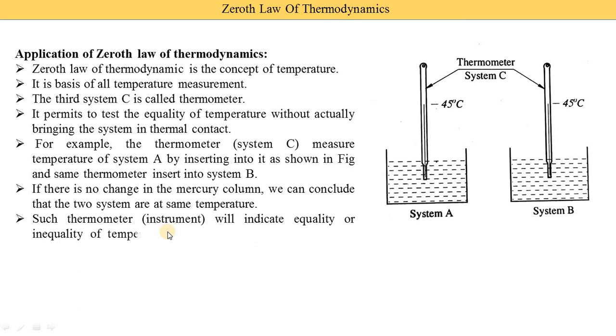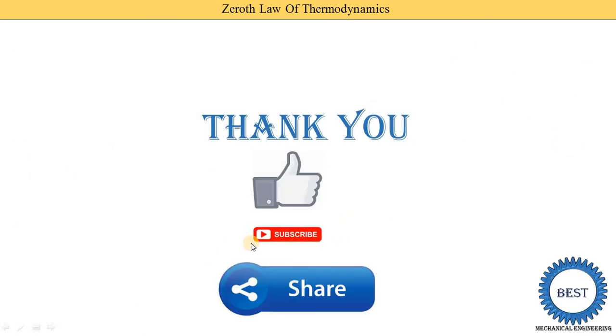Such a thermometer instrument will indicate equality or inequality of temperatures without determining a numerical value of temperature. It is not necessary to measure the temperatures, but just from the level of mercury we can say whether there is equality or inequality of temperatures.